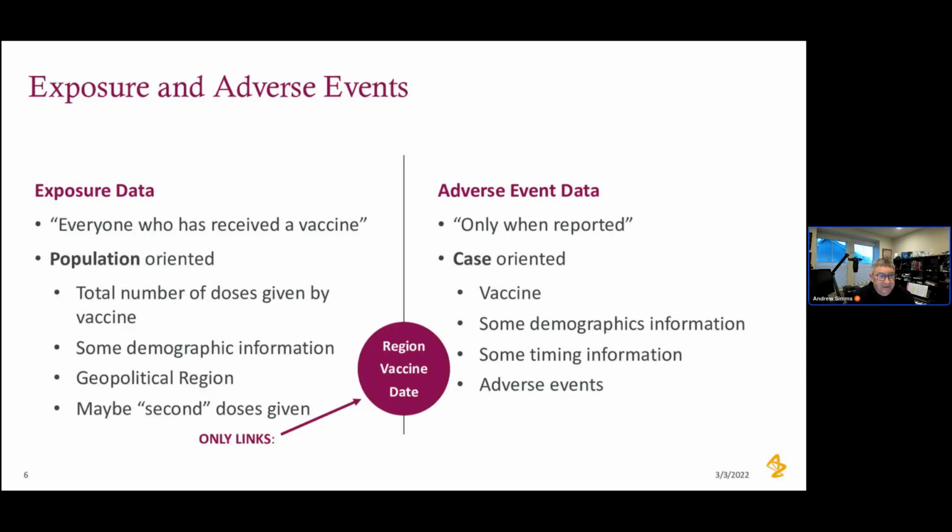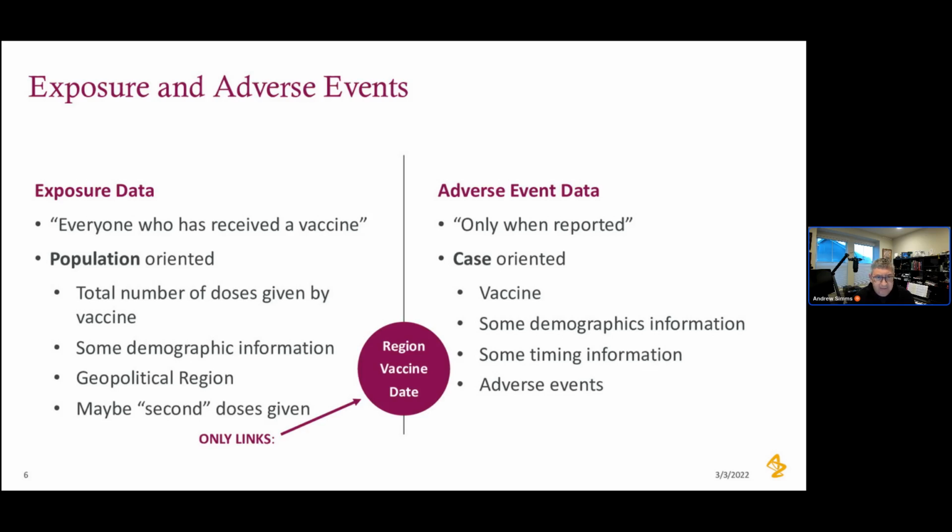Exposure and adverse events. So exposure data, as I mentioned, is a population-oriented data set. So we'll get these as kind of summaries from geographic regions, geopolitical regions. It's usually in the form of total number of doses given, stratified by vaccine. Maybe there'll be information on second doses. This is the time when this system was operationalized. Of course, boosters were just being discussed. They hadn't happened yet. And there were lots of interesting questions around that we couldn't answer.